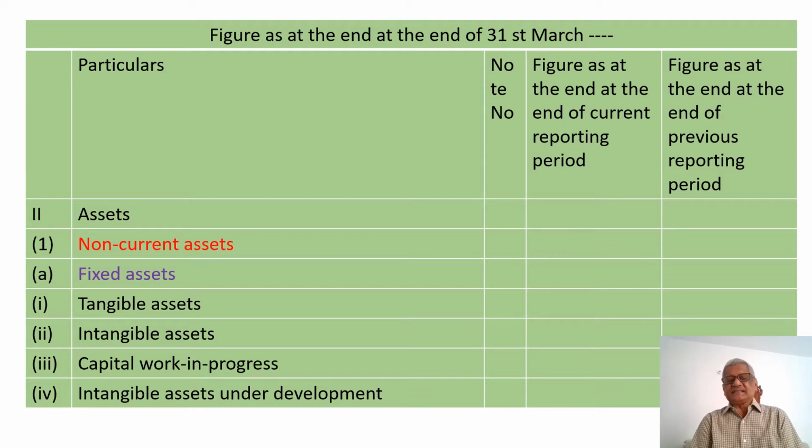The asset side of the balance sheet also has five columns. First one is the number, second one is the particulars. The third one is the note number, where you can go if you want to know more about a particular item. The next one is the figures as on the current period. The last column is the corresponding figure of the previous reporting period.